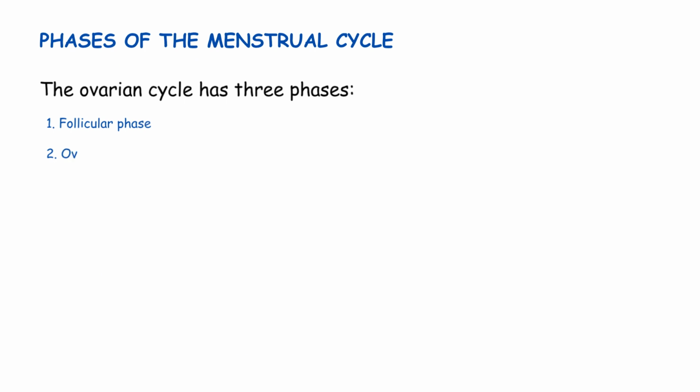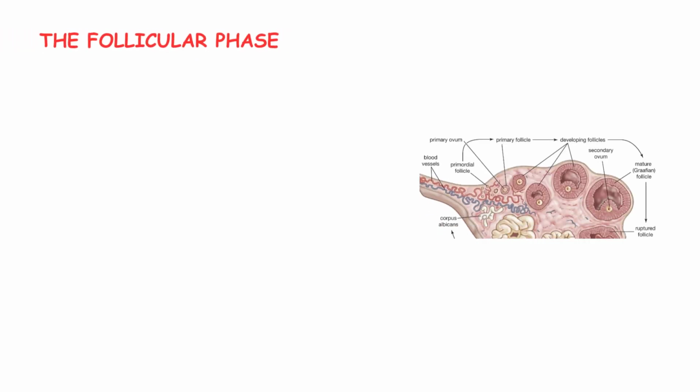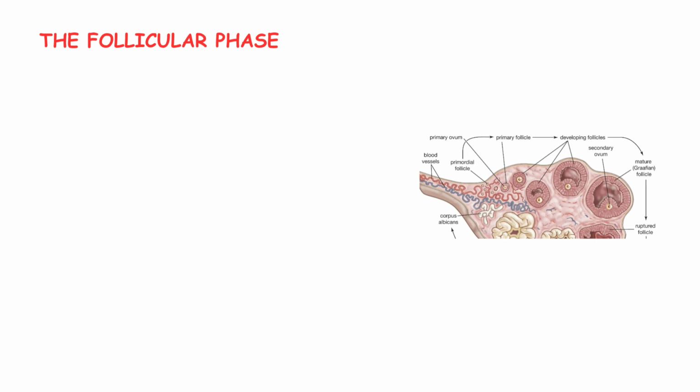Phases of the menstrual cycle. I want you to imagine the menstrual cycle as one continuous story, not separate topics. The ovary, hormones, and endometrium are talking to each other all the time. The ovarian cycle has 3 phases: 1. Follicular phase. 2. Ovulation. 3. Luteal phase.